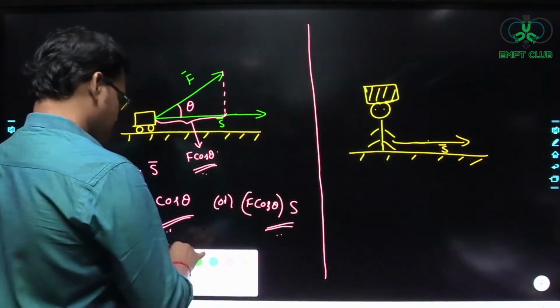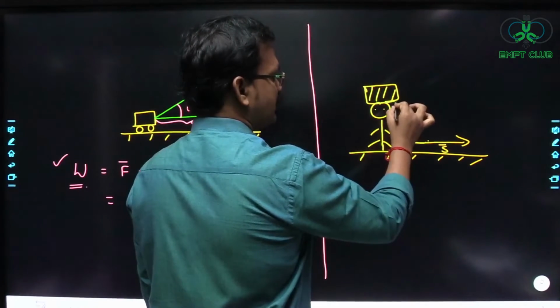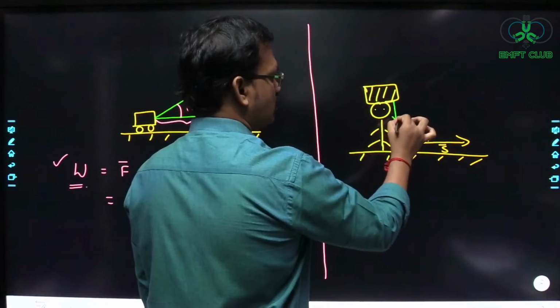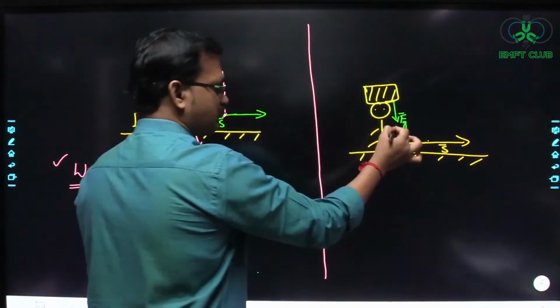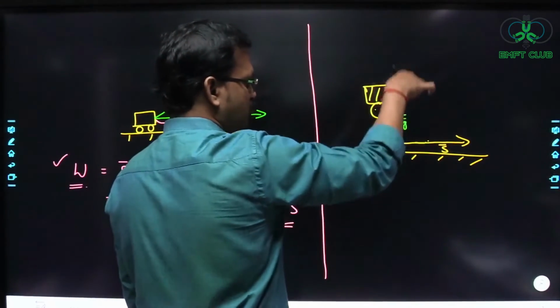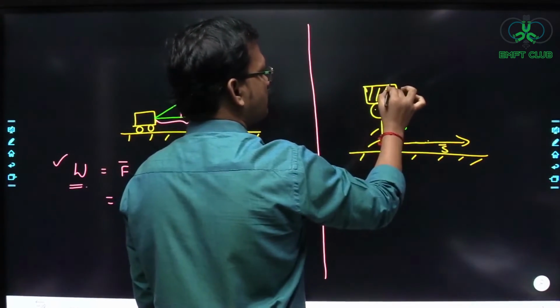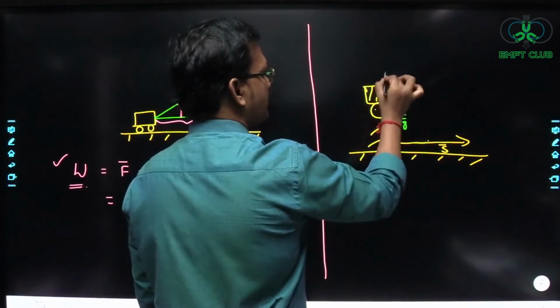So this luggage here is pulled by what? This luggage is pulled by gravitational field force in downward direction. Against this pulling force, he has to apply the force in upward direction. Yes or no? So this person has to apply the force.